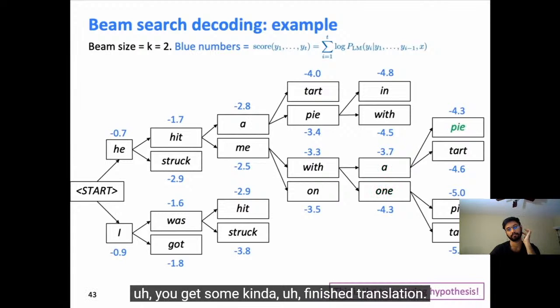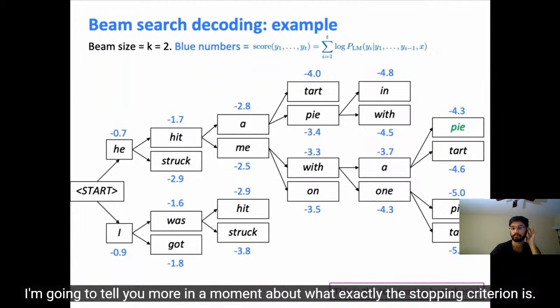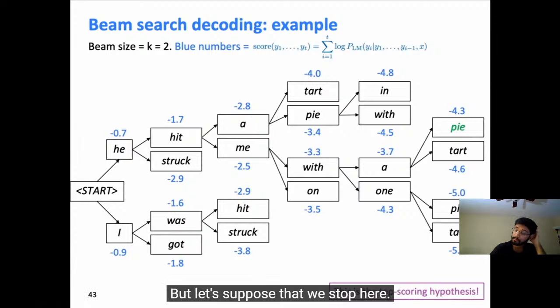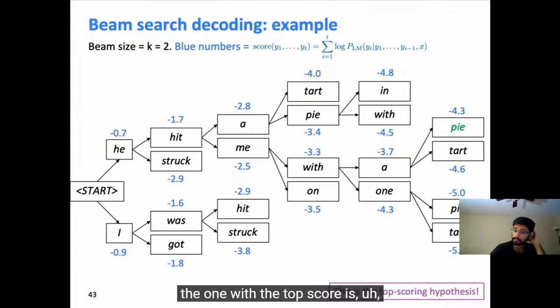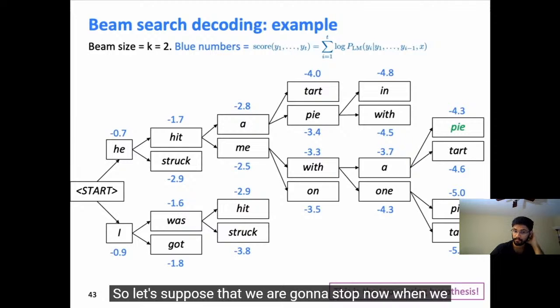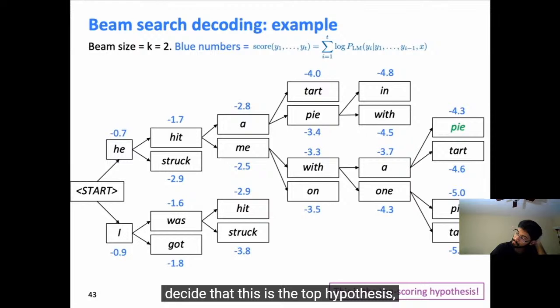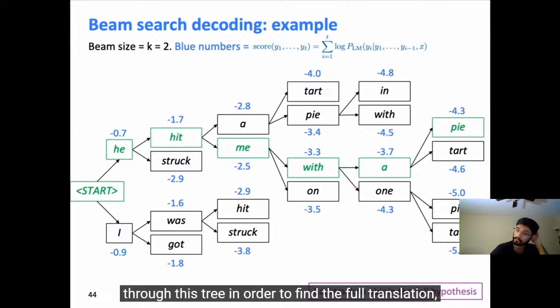until you get some kind of finished translation. I'm going to tell you more in a moment about what exactly the stopping criterion is. But let's suppose that we stop here. Looking at the 4 hypotheses that we have on the far right, the one with the top score is the "pie" one with minus 4.3. So let's suppose that we stop now, when we decide that this is the top hypothesis. Then all we need to do is backtrack through this tree in order to find the full translation, which is "he hit me with a pie".